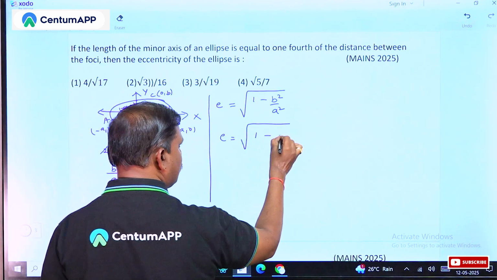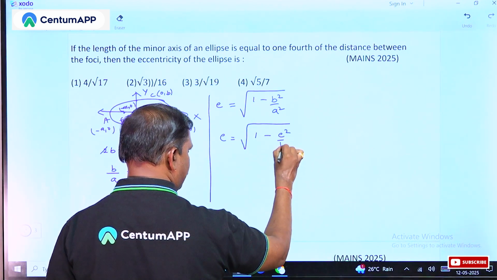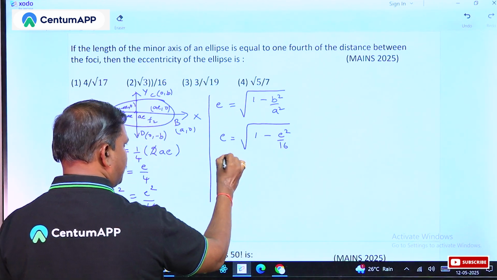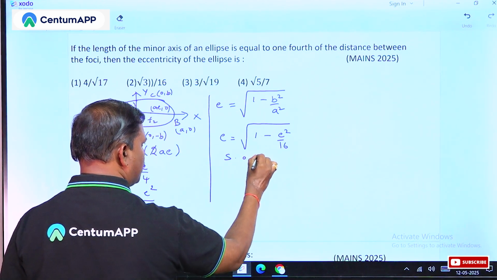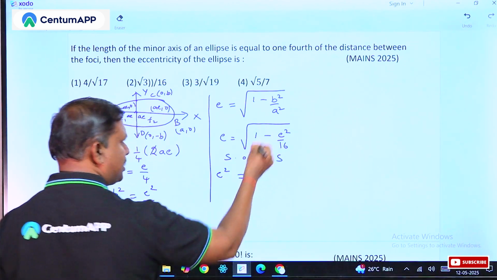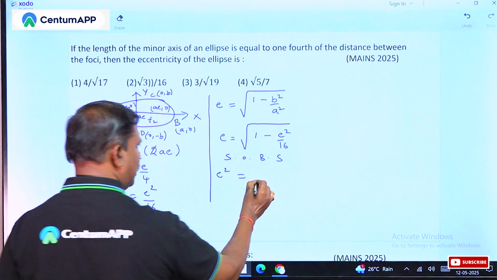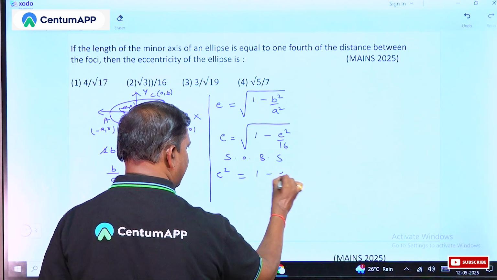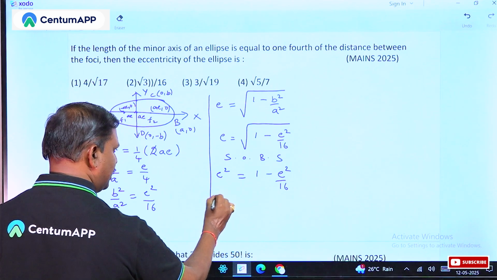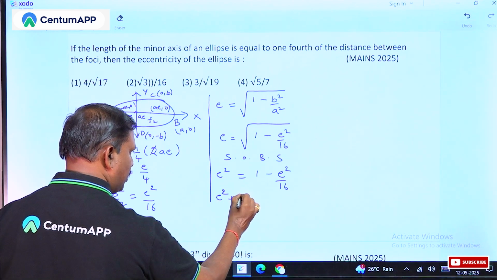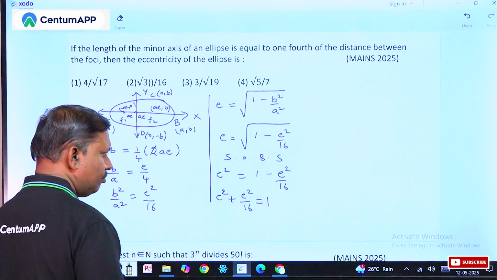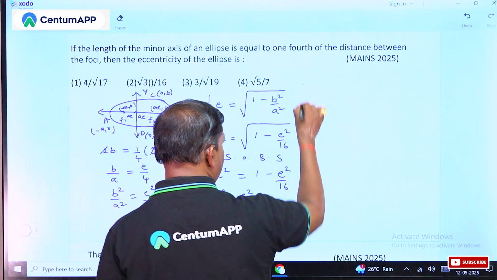Now substitute: e is equal to square root of 1 minus e square by 16. Now squaring on both sides, on the left side we get e square, and on the right side the square and square root get cancelled. That's why we get e square is equal to 1 minus e square by 16. Transposing minus e square by 16 to this side, we get e square plus e square by 16 is equal to 1.